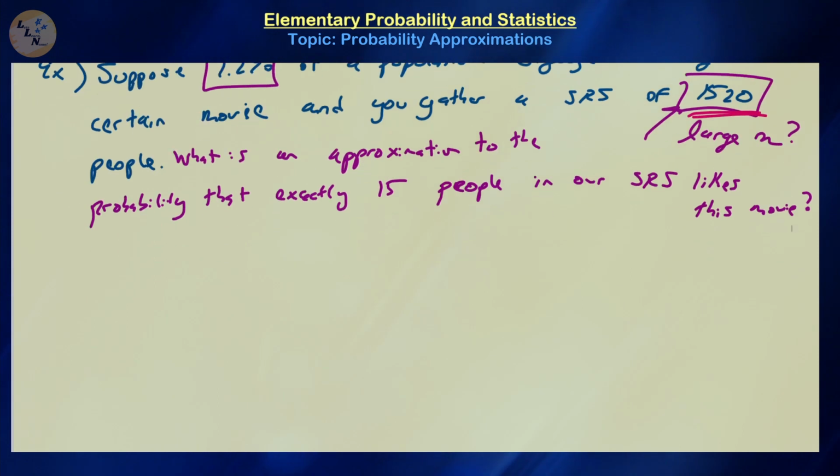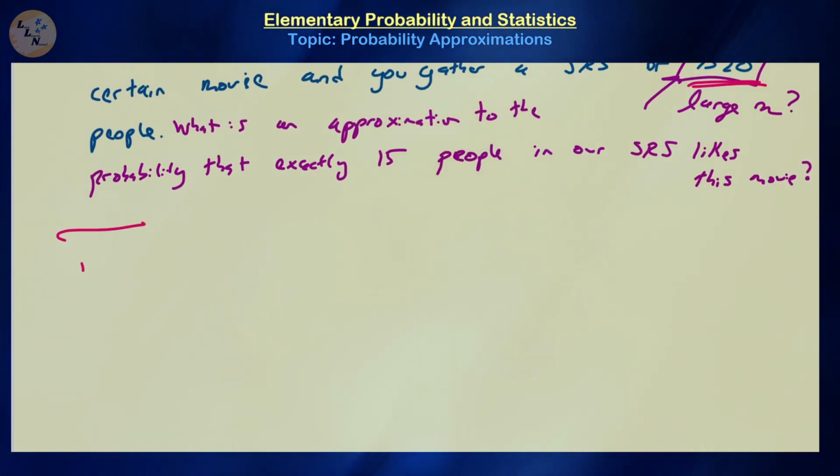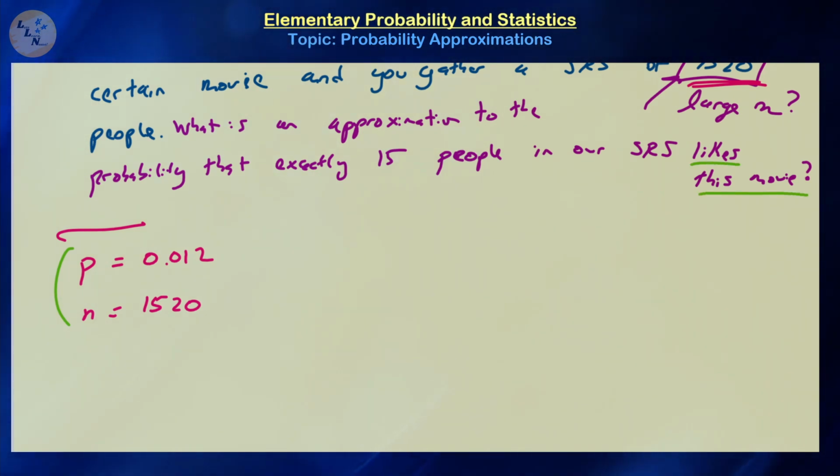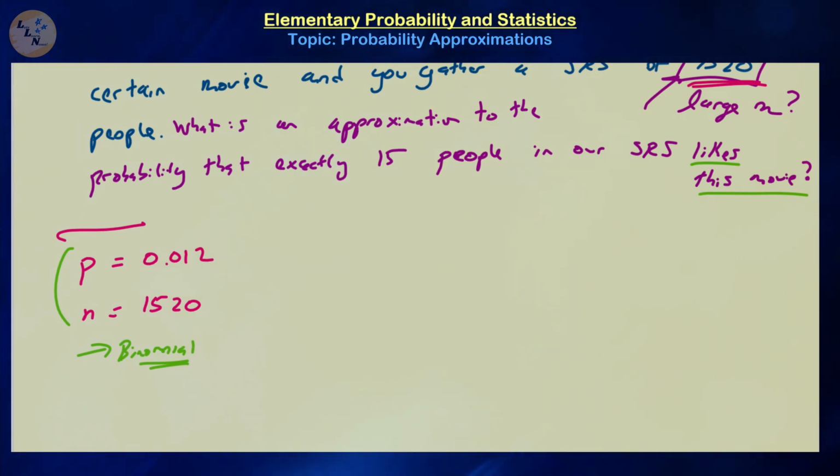Okay, so what do we have here? The probability of success is going to be equal to 0.012, and the sample size is going to be equal to 1,520. Again, technically, assuming that the liking of this movie for each of these people in our sample is independent, then we should be using a binomial distribution. But what if you think that the binomial distribution formula is complicated, or maybe these factorials grow super large and your calculator can't handle it? Then you would have to have an alternative, right?